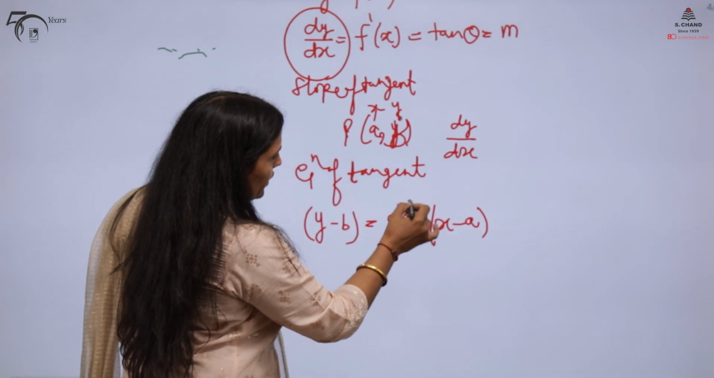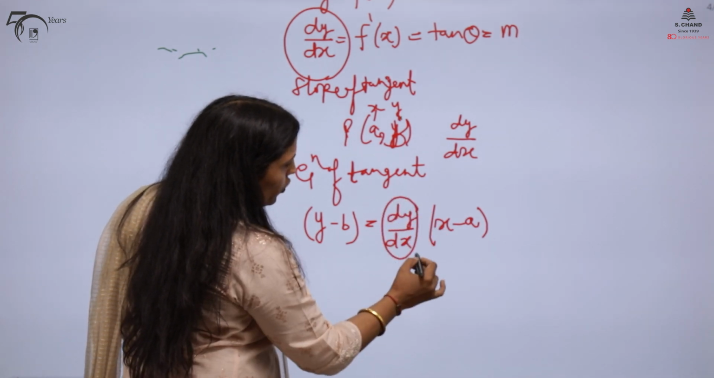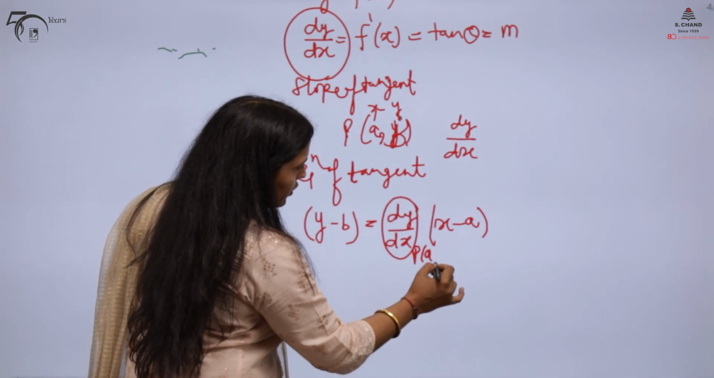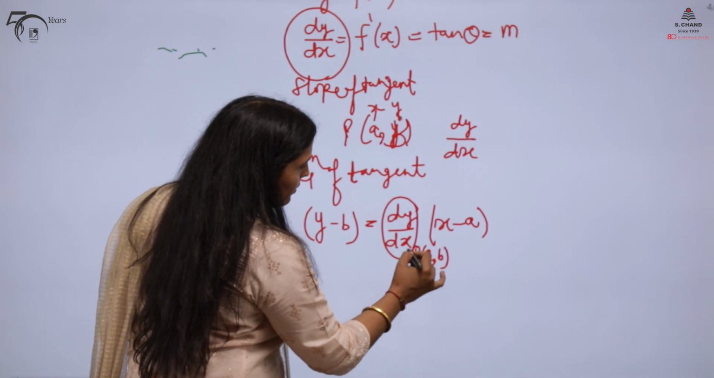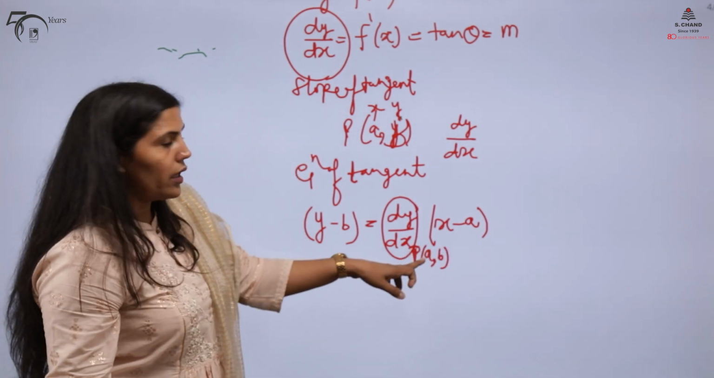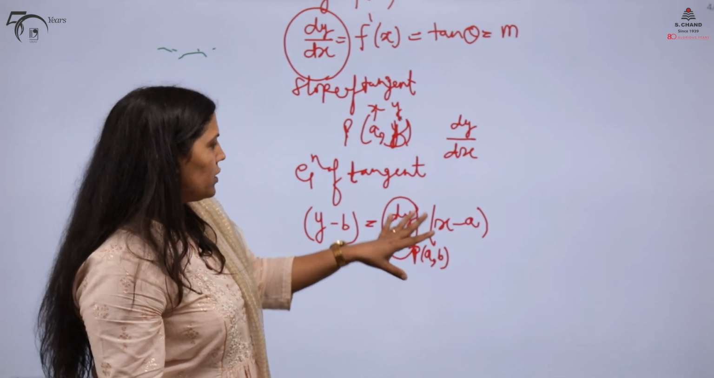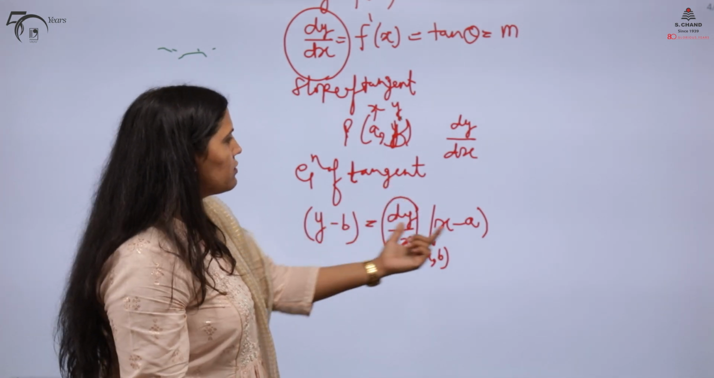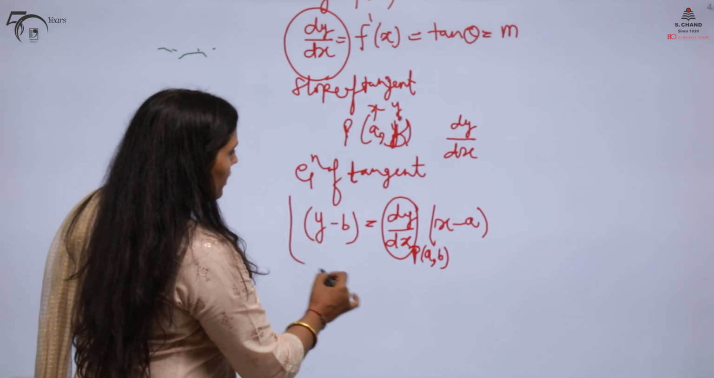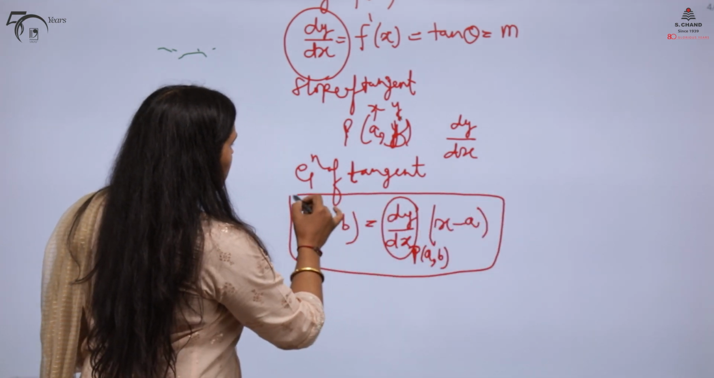One more important thing: in this derivative, you will substitute that point's value. Don't forget to do that. Instead of x you will substitute a, instead of y you will substitute b, then calculate the derivative, and this is the equation of the tangent. Now what is a normal?